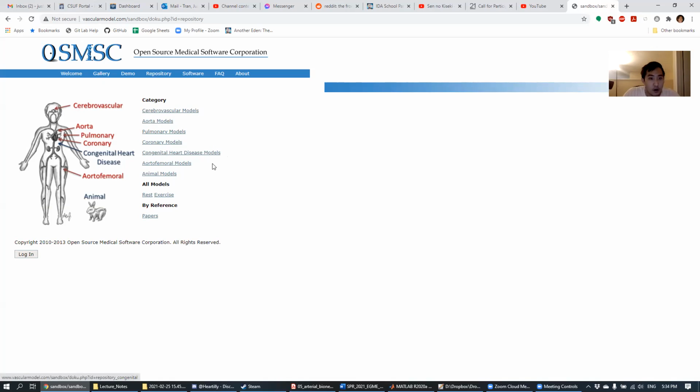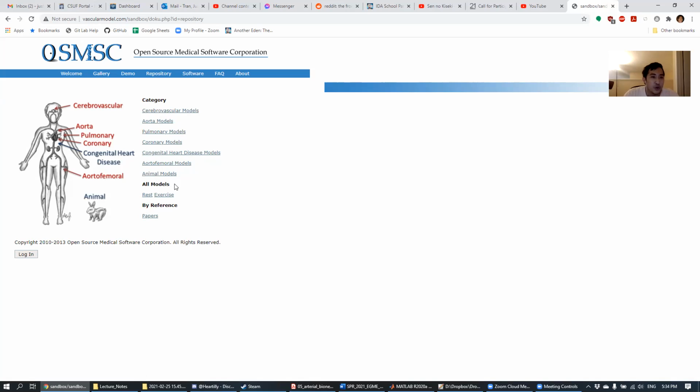You have congenital heart disease models, which are cases for kids who are born with some kind of abnormality in their heart or their blood vessels, and we've done some studies on that too. We have aorta femoral models, which are blood vessels near your legs. And we also have some animal models too. I know a bunny is pictured here, but most of the data that we have is actually from sheep. Sheep are larger and easier to image than bunnies.